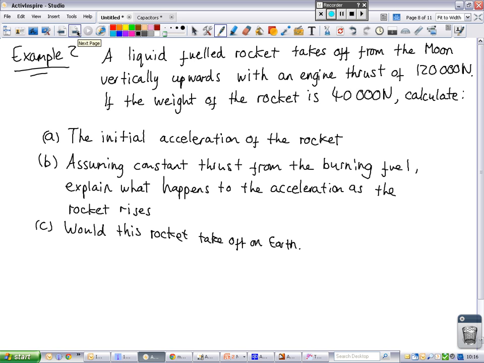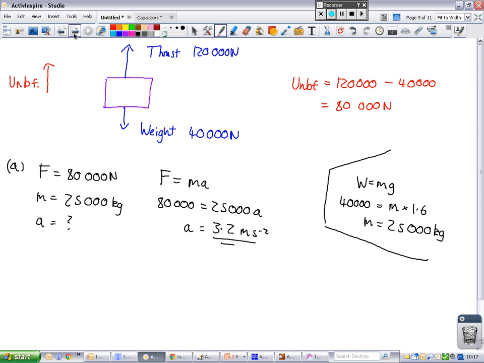We then look at a second example that is slightly more complicated, but we use the same free body diagram arrangement. We lay things out in exactly the same way. So a liquid fueled rocket takes off from the moon vertically upwards with an engine thrust of 120,000 newtons. If the weight is 40,000 newtons, calculate a few things there. Initial acceleration, figure out what the acceleration does over time, and would this rocket take off on Earth?